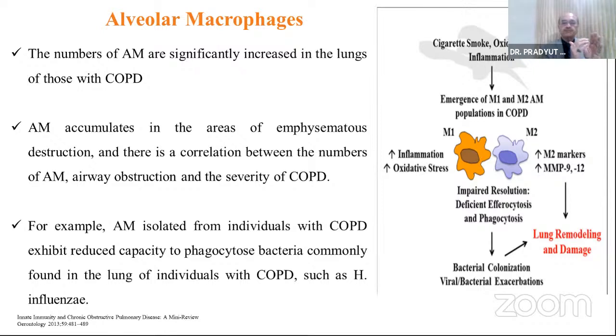So what happens once these macrophages lose or reduce their capacity to phagocytose the bacteria, which are commonly found to be present in the lungs of the COPD patients? They are unable to phagocytose these bacteria, resulting in increasing bacterial colonization and recurrent bacterial or viral exacerbations. So both the production of these inflammatory macrophages and the recurrent infections result in further lung remodeling and damage, and therefore worsen the COPD condition.